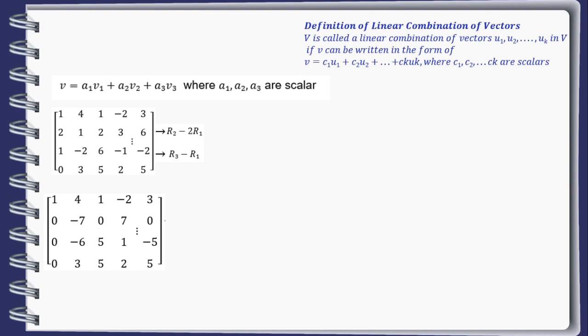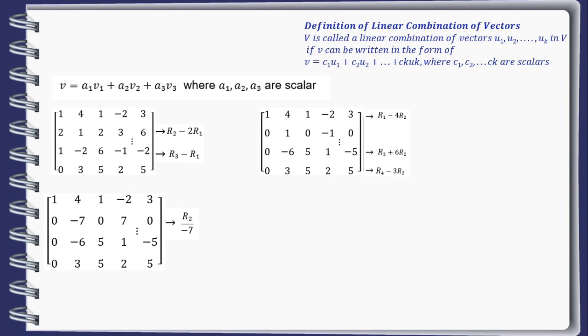So we divide R2 by negative 7. And now this is how it would look like. So now we set all values below and above the pivot to 0. In order to do that, we take our new row 1 as R1 minus 4R2, and our R3 would be R3 plus 6R2, and then R4 would be R4 minus 3R2. So this is how it would look like.